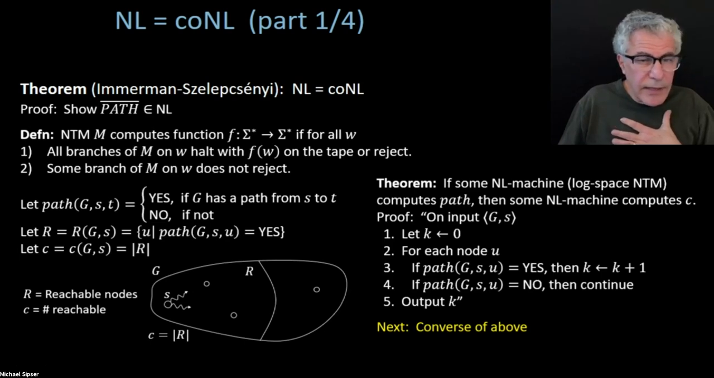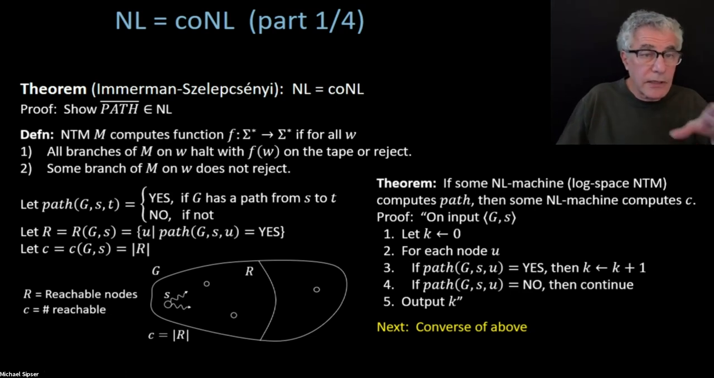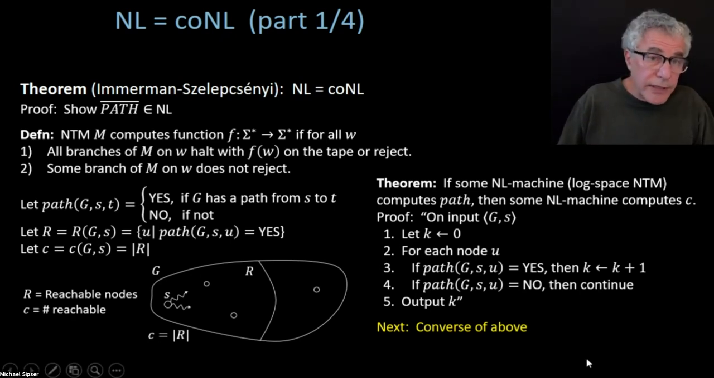Somebody's asking about non-deterministic machines, like whether M is allowed to loop. No, if any one of these machines, like an NL machine, loops, it's going to be going forever. That's not allowed. So no looping. I'm not sure why that's relevant, but no looping.